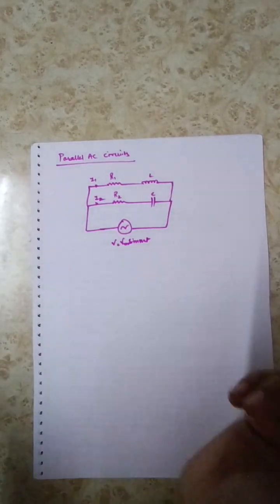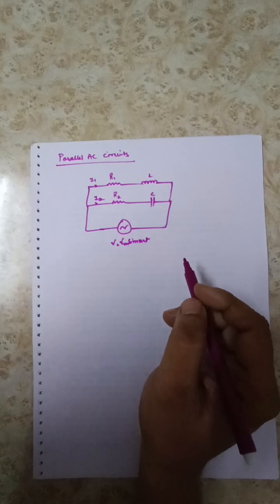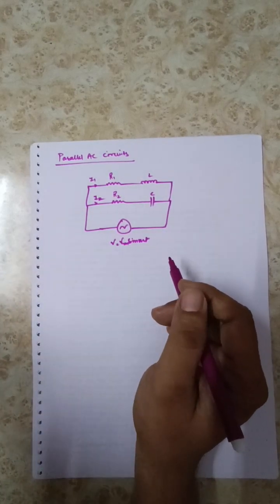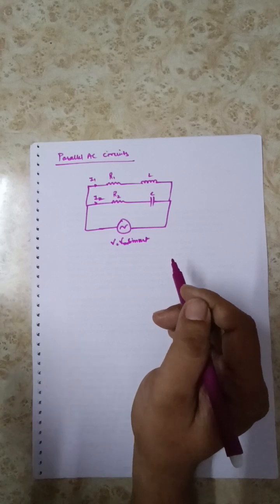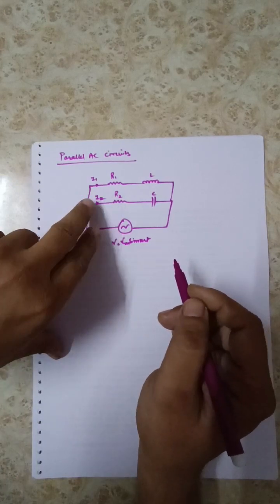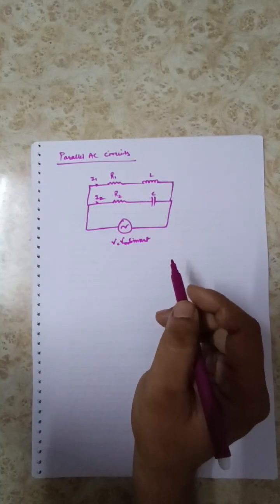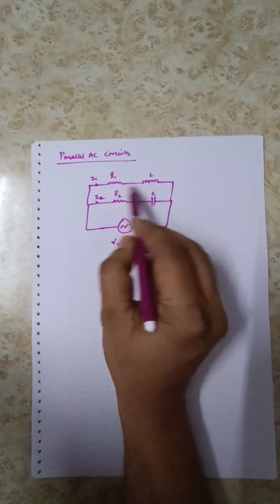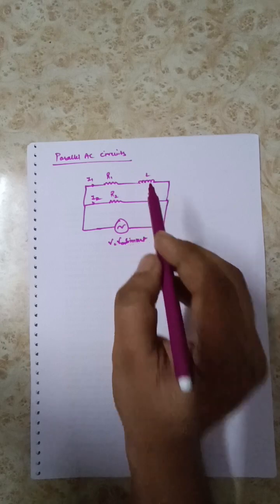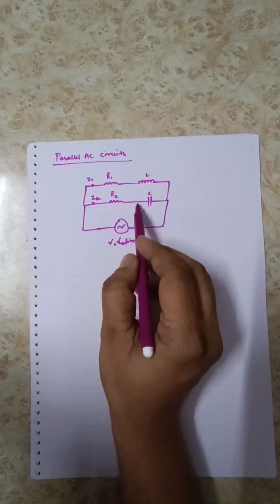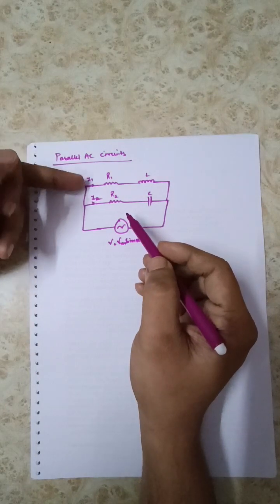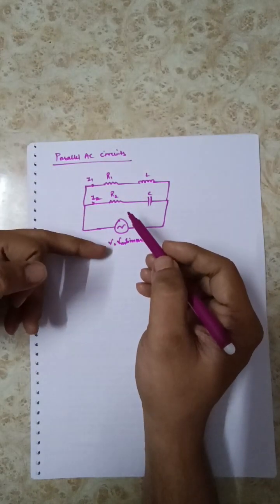Hello students, good morning. So today our topic of discussion is parallel AC circuits, and how we can solve them. Here is a simple diagram of a parallel AC circuit. In this circuit, R1 and L are a series RL combination, and R2 and C are a series RC combination, and these two branches are connected in parallel with the AC source.